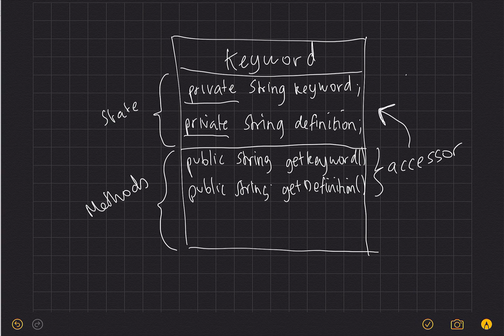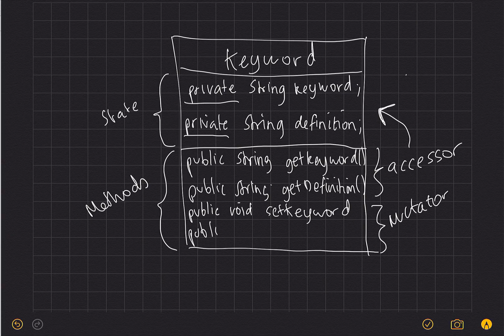The other type of method that we create is a mutator method. For example, we might want to change the keyword or change the definition, so we provide some mutator methods that allow us to do that. Again, this time these are going to be void, they're not going to return anything. But rather than get, we use set this time. So we're going to have setKeyword, and we're going to have setDefinition. Now this is interesting, and I'm running out a bit of space, so maybe I'll write it down here.